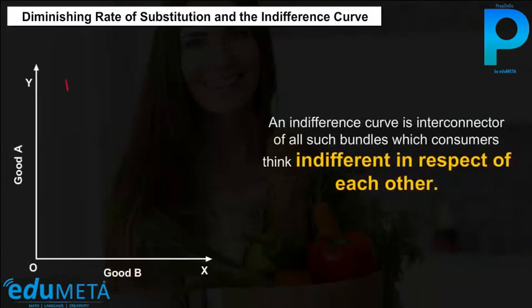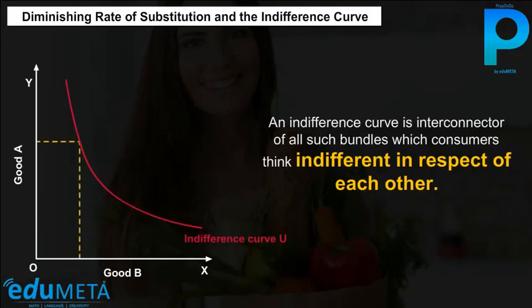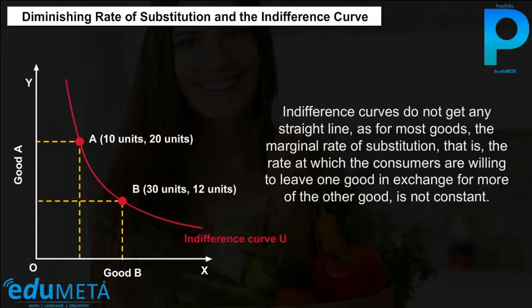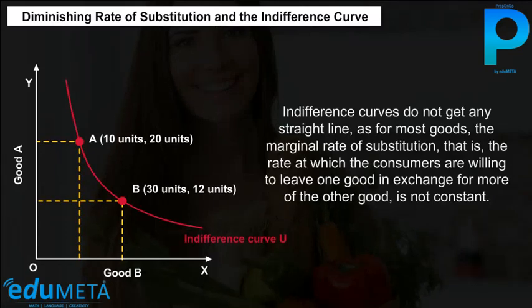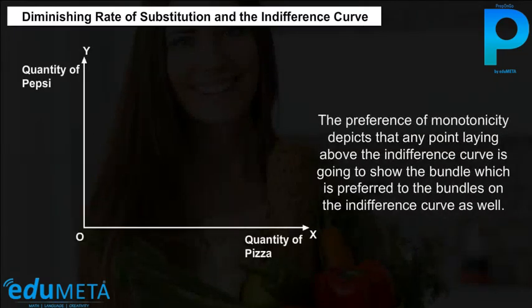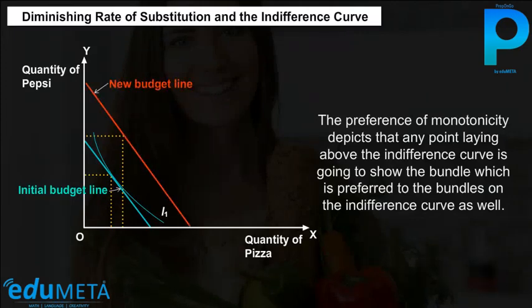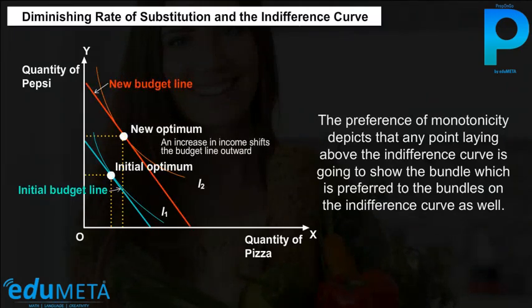An indifference curve connects all such bundles which the consumer considers indifferent to each other. Indifference curves are not straight lines, as for most goods the marginal rate of substitution, that is, the rate at which the consumer is willing to give up one good in exchange for more of the other good, is not constant. The monotonicity of preferences implies that any point lying above the indifference curve shows a bundle which is preferred to the bundles on the indifference curve as well.